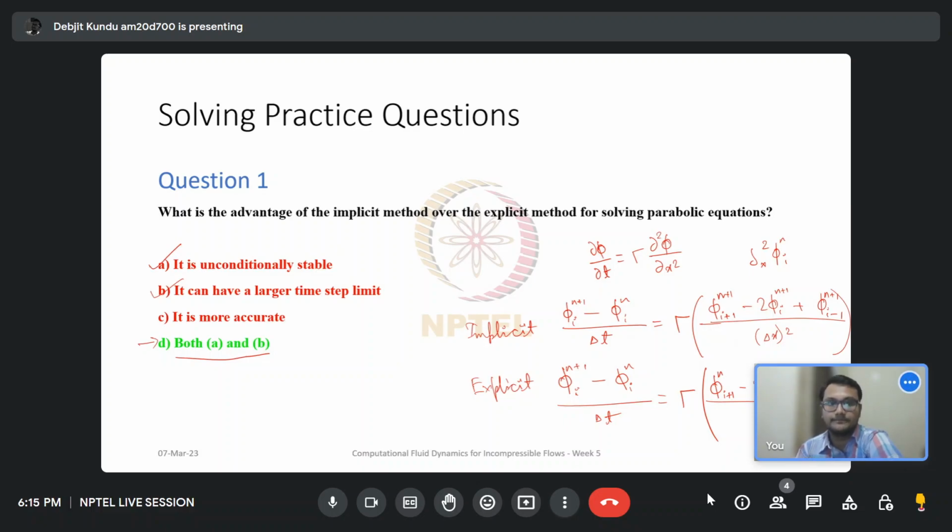Okay. Any doubts on this one? So the question we had asked is, what is the advantage of the implicit method over the explicit method for solving parabolic equations? So we had these three main statements in which it is more accurate, does not have to be true, but statements A and B are true. So that's why option D, which is saying both A and B are correct, would be the correct solution to this question.